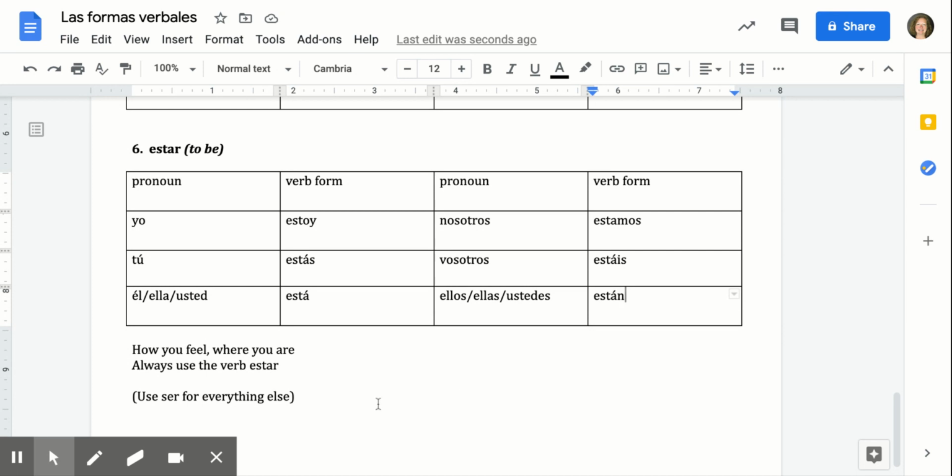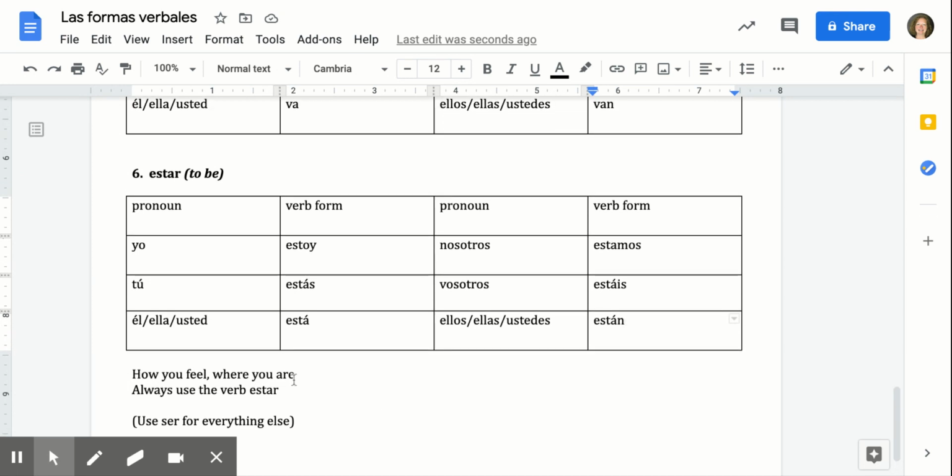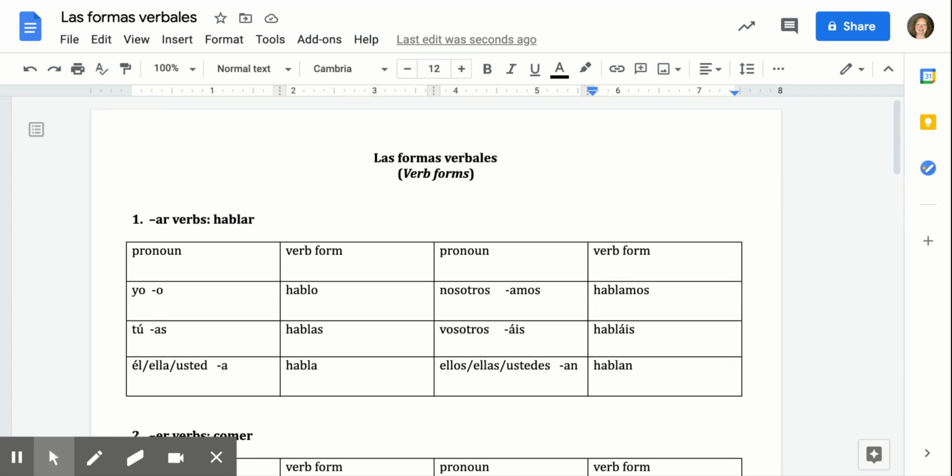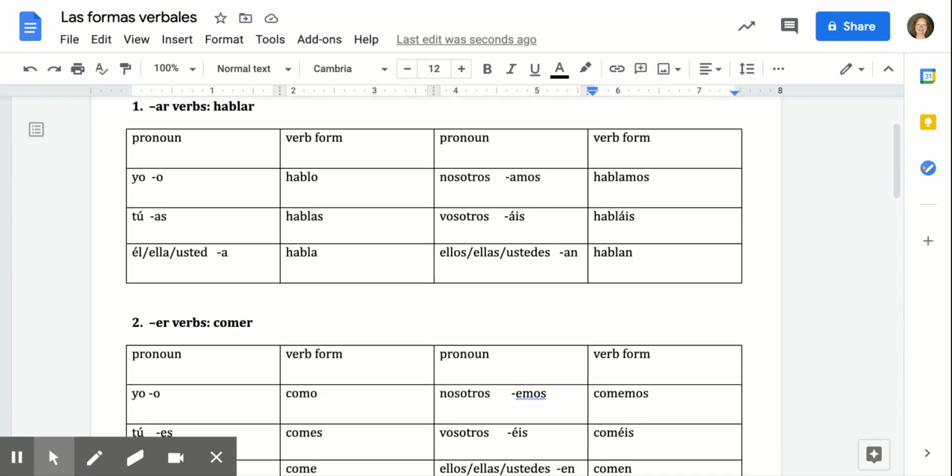Now, both estar and ser mean to be. We will talk more about this when we get into our next unit, because when we're describing people, we will talk more about the difference between ser and estar. But I have a little rhyme that can help you right now if you find yourself wondering, should I be saying ser or estar? How you feel, where you are, always use the verb estar to talk about how you're feeling or where something is located or where you're located. That's estar. Anything else, if you're saying is, am, or are, that's going to be ser if it's not talking about location and condition. Okay, so that's basically through the end of the semester in grammar for Spanish 1.